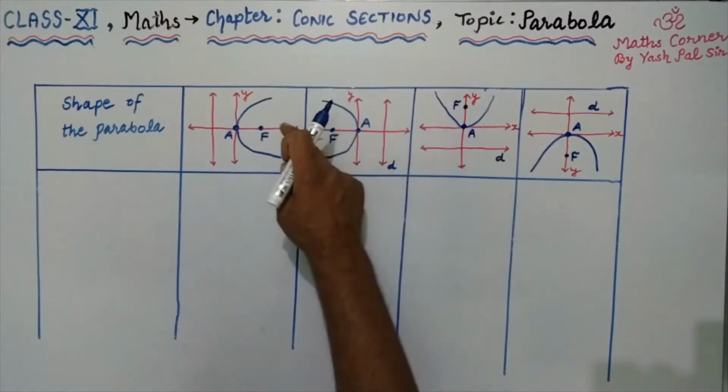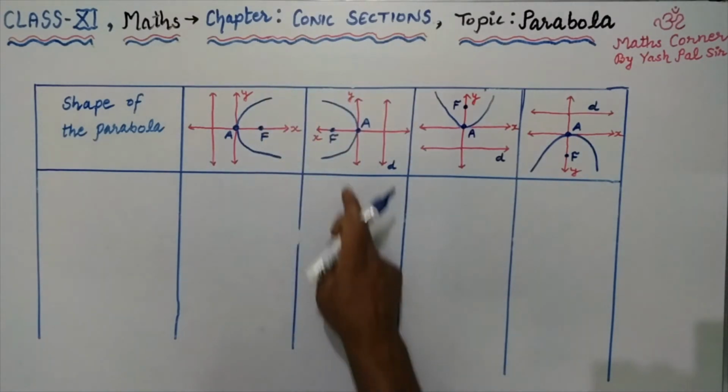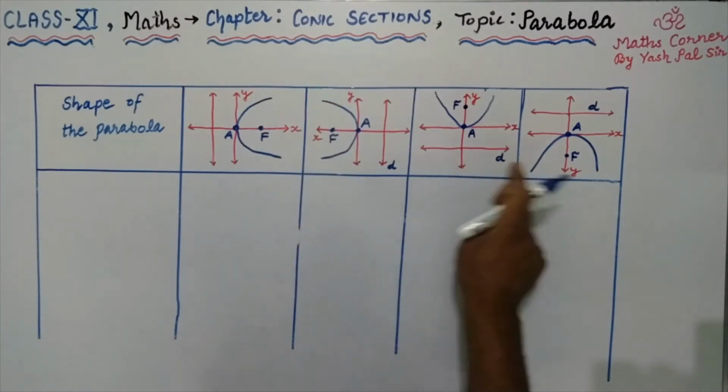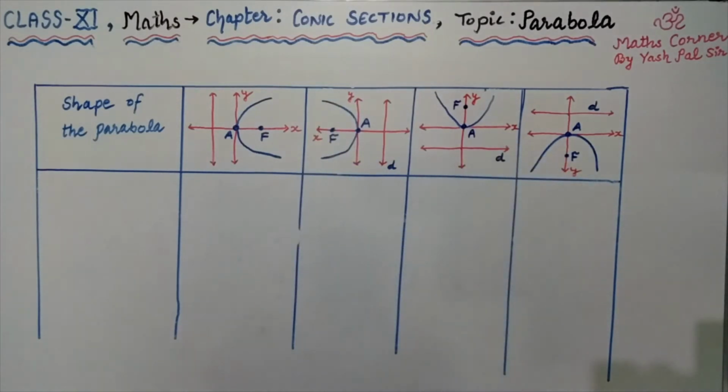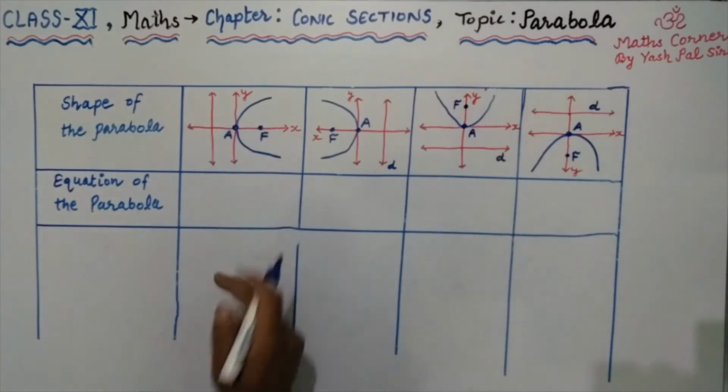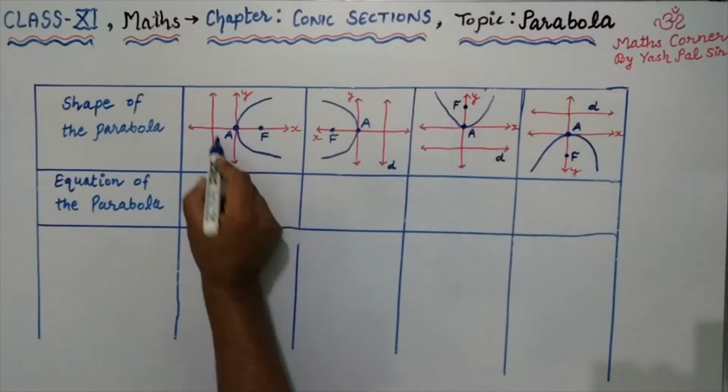Axis of this parabola is x-axis. This is symmetrical about x-axis. This parabola is also symmetrical about x-axis. This and this parabola, they are symmetrical about y-axis. Now what are the equations of these parabolas?